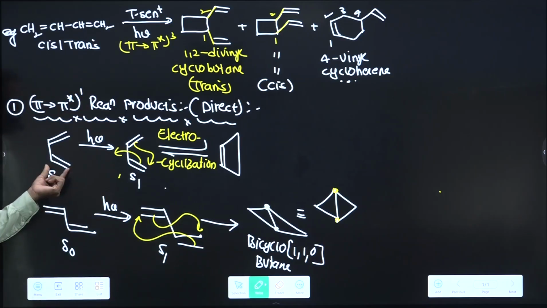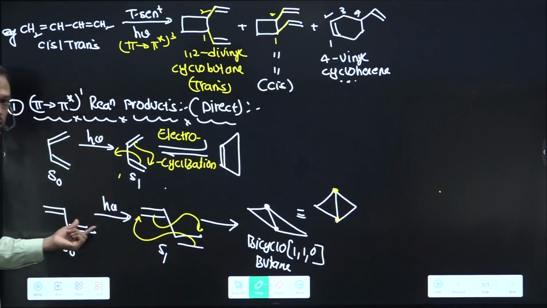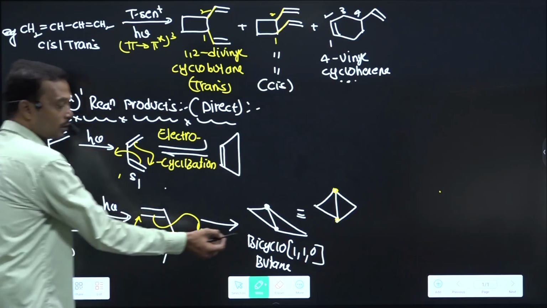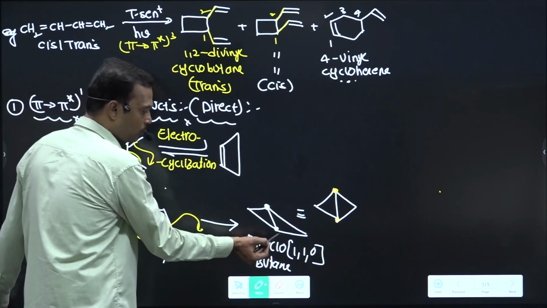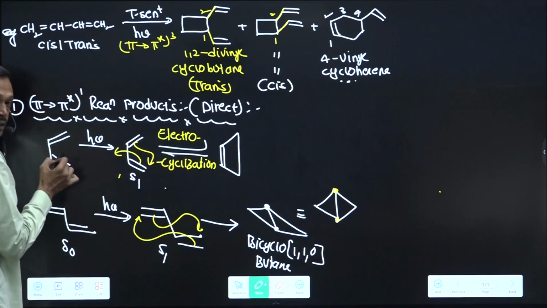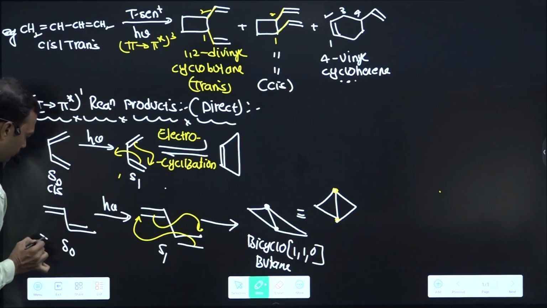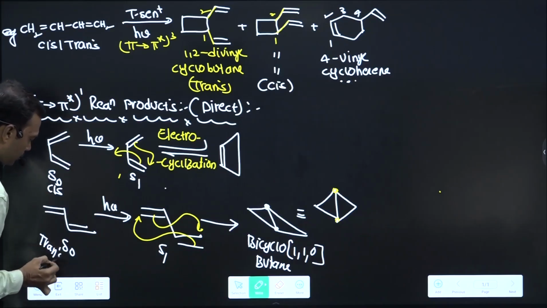When cis is excited in the singlet state, you will get cyclobutene. When trans is excited in the singlet state, you will get a bicyclic compound. The bicyclic compound is produced by the trans isomer, and cyclobutene is produced by the simple olefin, the cis isomer. So this is cis excited and here trans excited.